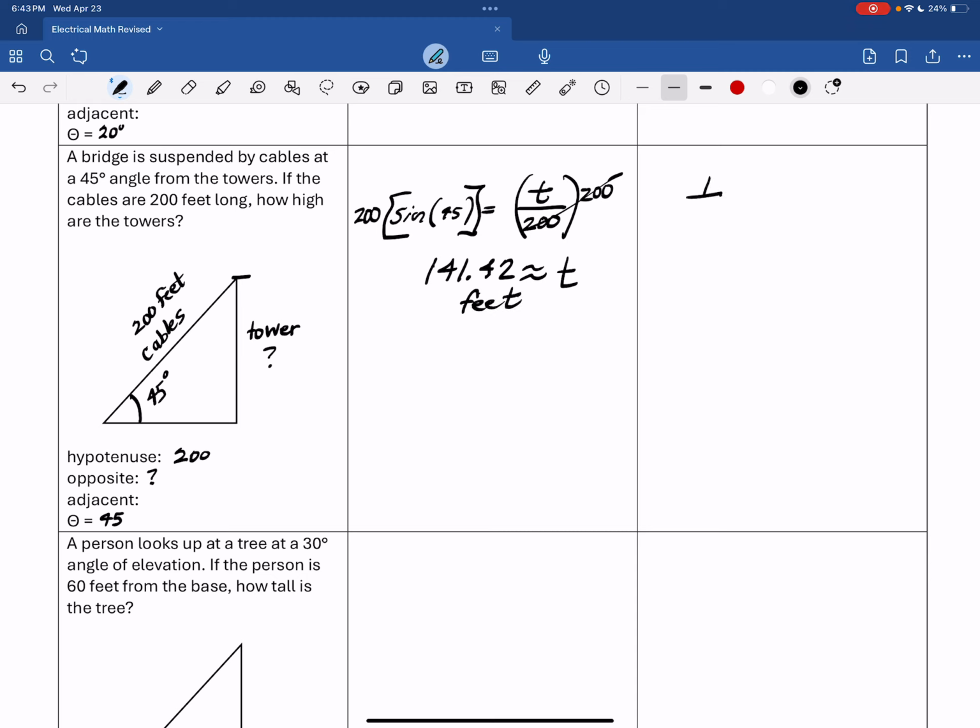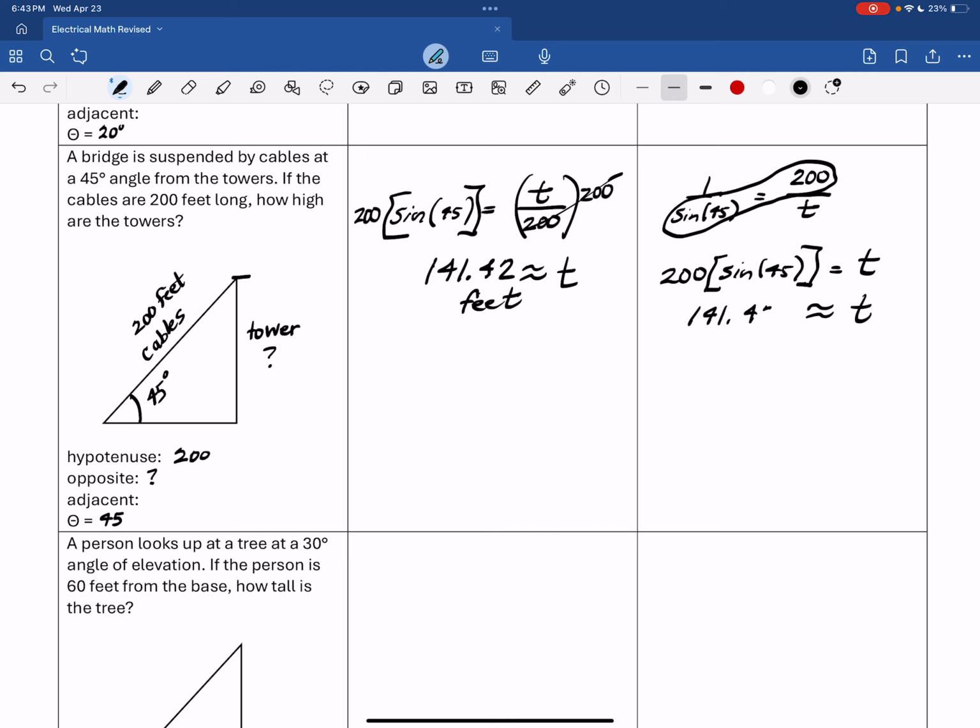And then 1 over the sine of 45 is equal to hypotenuse over opposite. And that will set up the same math for me. 200 times the sine of 45 equals T. So T is, again, 141.42 feet approximately.